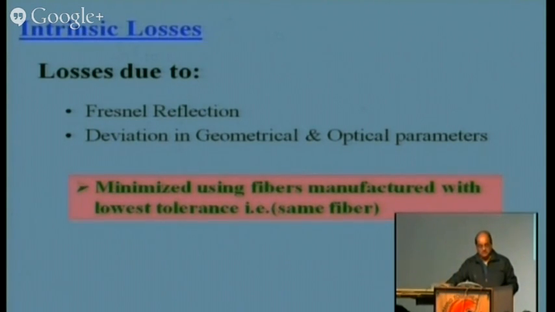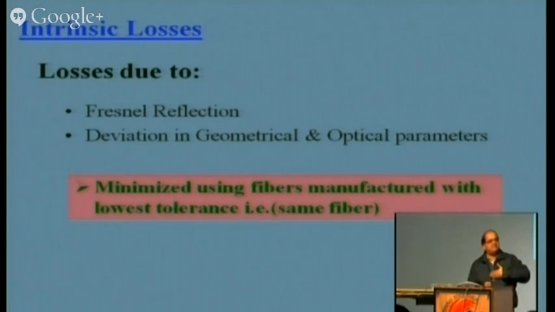They can be minimized either using fiber manufactured with lowest tolerance, or the same fiber. I should get the same fiber after 15 years. How is it possible? So I have to keep the stock. If you go around any OFC link, you will find they have put a marker, OFC. Maybe a small concrete tower, written OFC, or a manhole. But what is there in the manhole? It is a cable. They have left it.